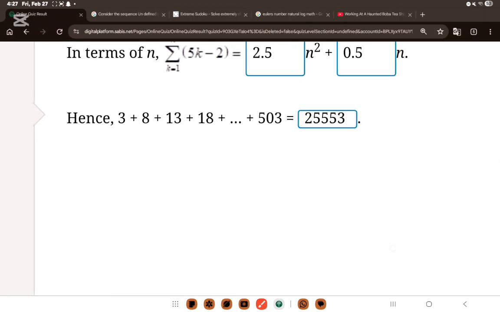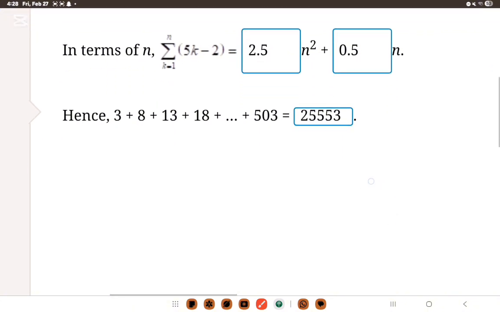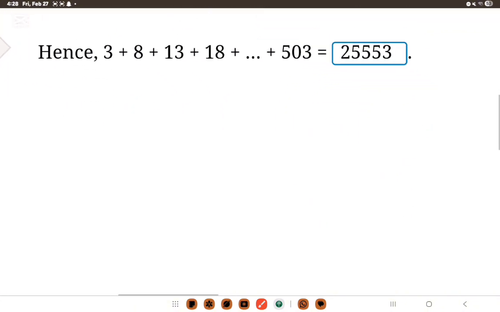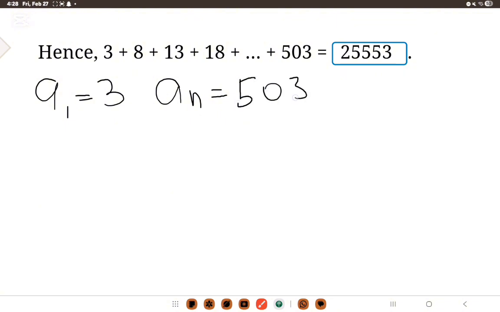The second part is so much easier. You don't even need to use the sigma, you can just use your knowledge. So we have a1 equal to 3, an is equal to 503, n we don't know, d is 5, because I just subtracted. Now apply the formula.